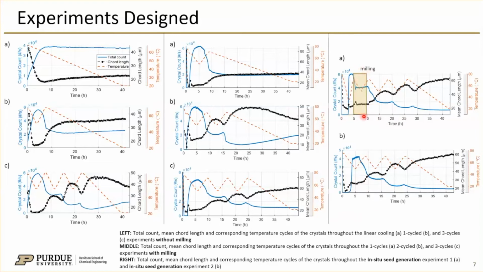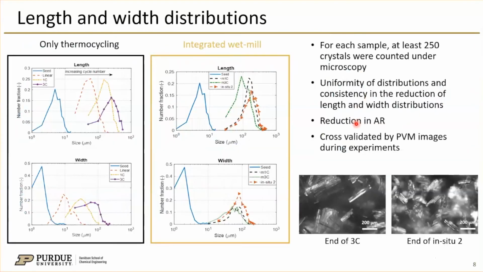Here, the boxes show the wet mill usage during these experiments. When we look at the product crystals' length and width distributions from milled and non-milled experiments, we immediately see that the production of consistent crystals with narrow size distribution is realizable with milling and temperature cycling.